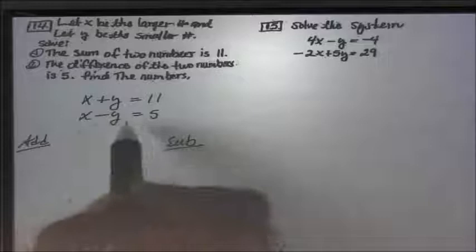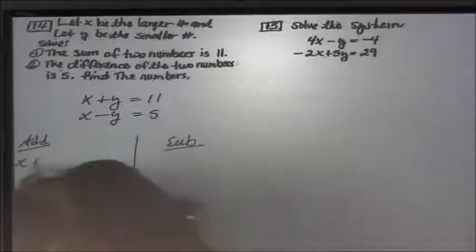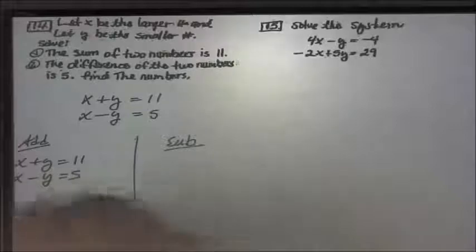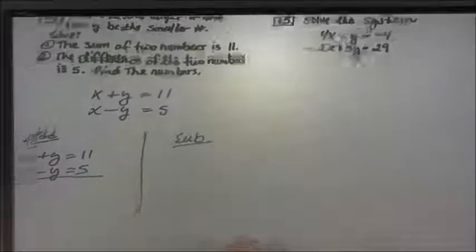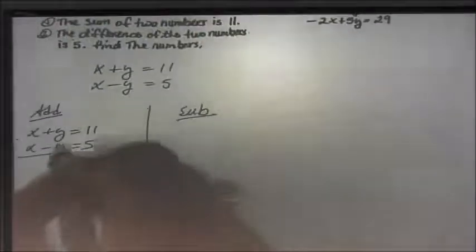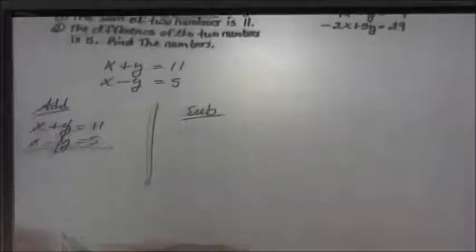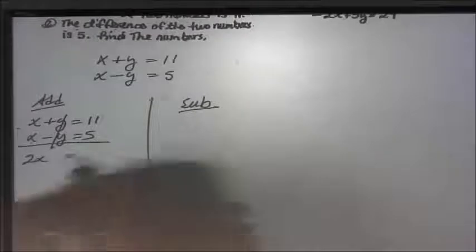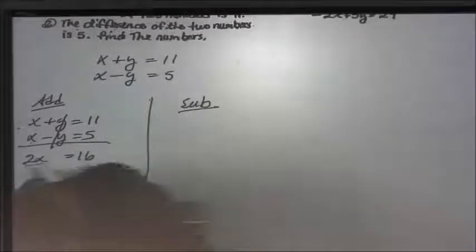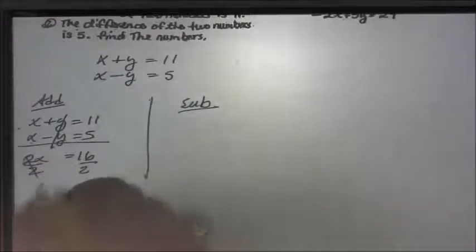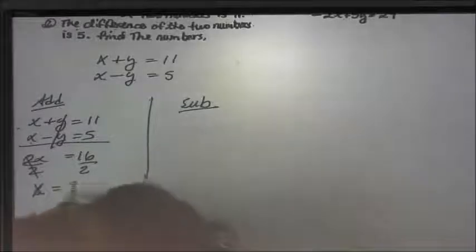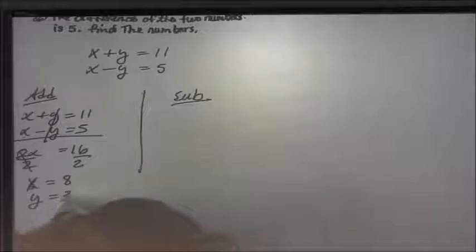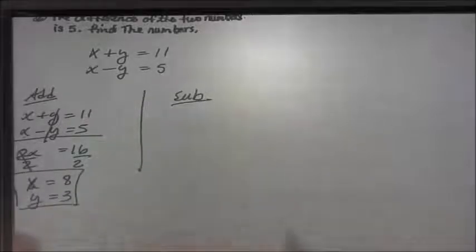So if we're doing the addition method, we have X plus Y equals 11, X minus Y equals 5. It's already set up for me to cancel the Y's, so I'm going to go ahead and do that. And then we have X plus X gives us what? Equals, and 2 goes into that. So you have X equals 8. What does Y equal? Is everybody all right with that?